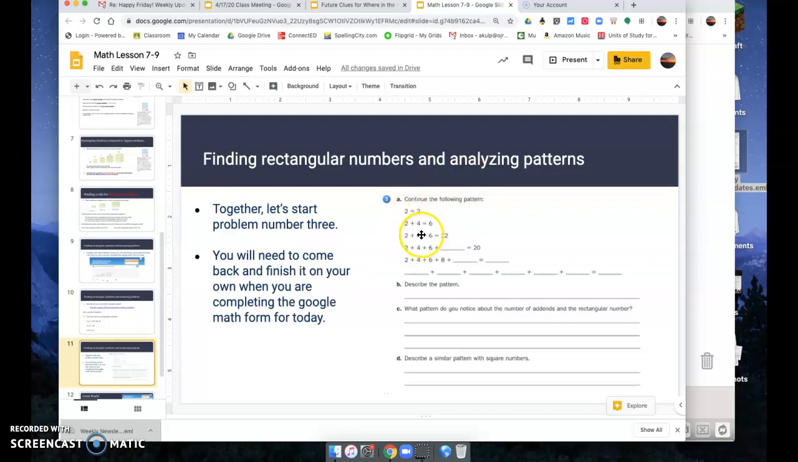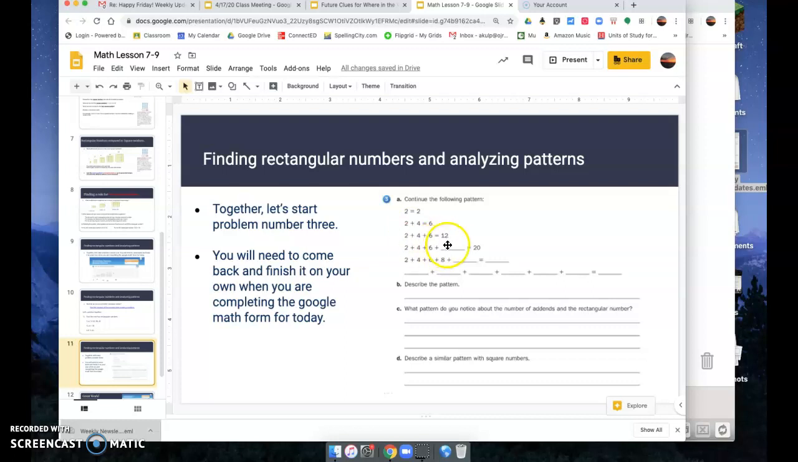What is the pattern? Well, we see 2 on the left here, and it's equaling 2. Okay? 2 plus 4 equals 6. First thing I notice that's different is it's an addition equation. And they kept 2 here, but now they added 4, which when I think about it is the next even number. So 2 plus 4 is 6.